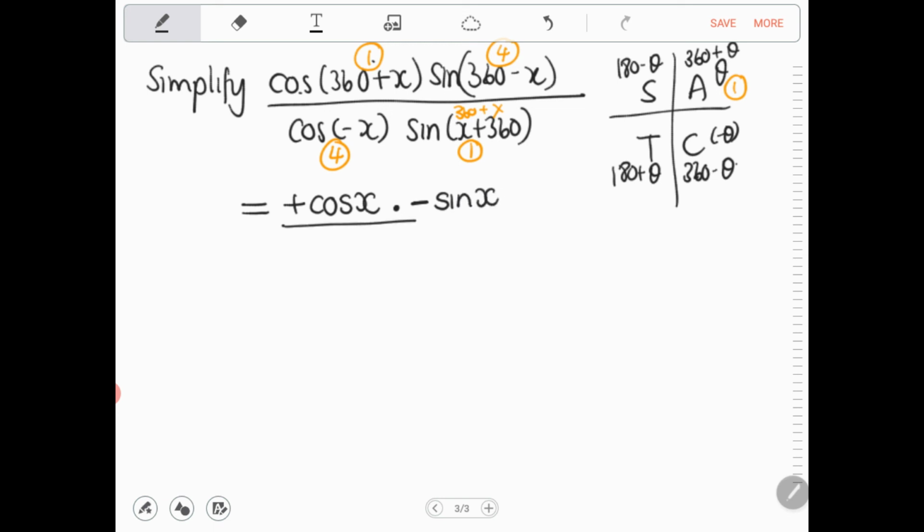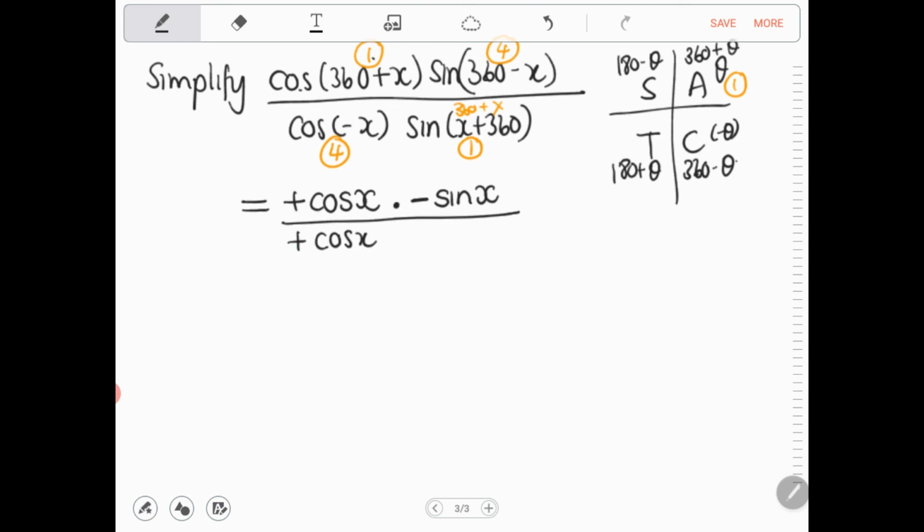So we reduce it again. Cos in the fourth is positive. So positive cos and the acute angle x. And then sine in the first, well, all the ratios are positive in the first. So it's positive sine x. Okay, we're going to reduce it. We're going to simplify it.